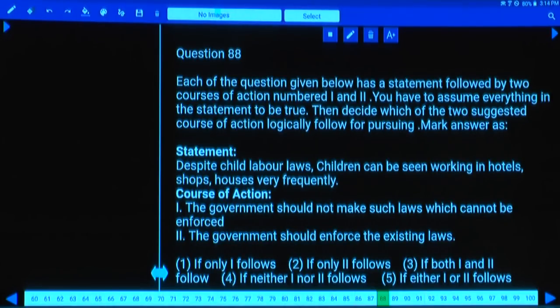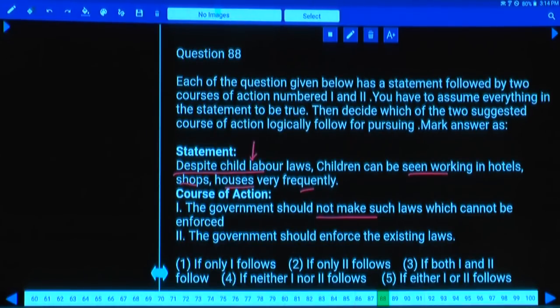Now in this question number 88, underline this word, despite: despite child labor laws, children can be seen working in hotels, shops, houses very frequently, isn't it? Though there are many laws regarding this, child labor continues unabated. Then the government should not make such laws which cannot be enforced. Now here we should talk about how to decrease this child labor.